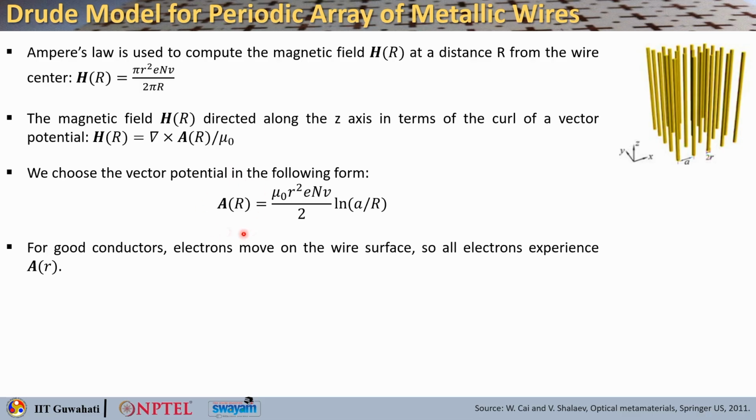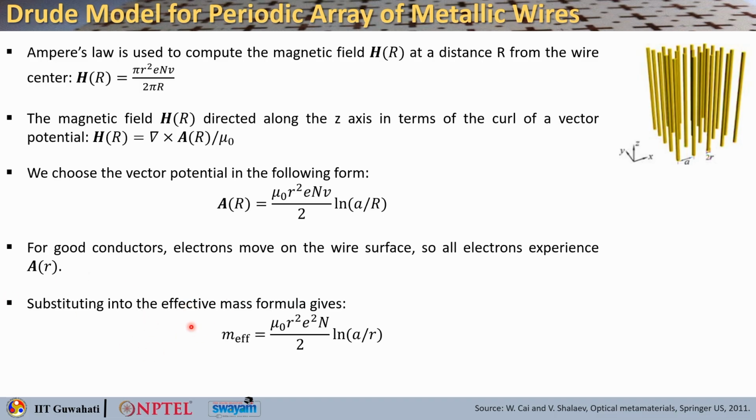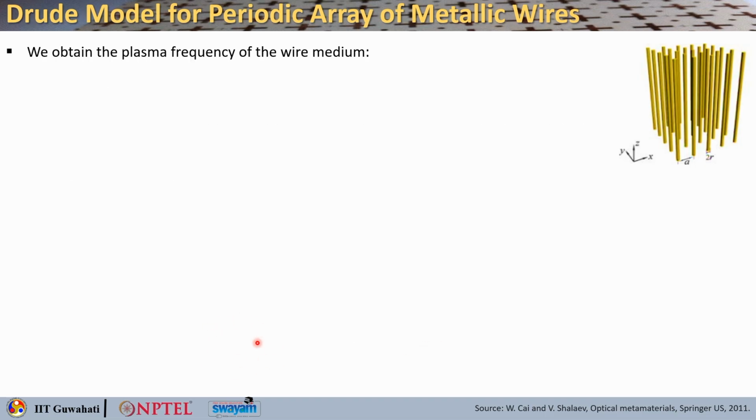So, what I wanted to tell you is that the vector potential is all dependent on the physical parameters A and r, and for good conductors we have seen that the electrons basically move on the wire surface. Okay. So, in that case it is safe to assume that all the electrons will basically experience the same vector field A(r), right. So, substituting into the effective mass formula will give you m effective, which is basically mu naught r squared e squared n divided by 2 ln A by r. So, you can actually see what the effective mass is, right.